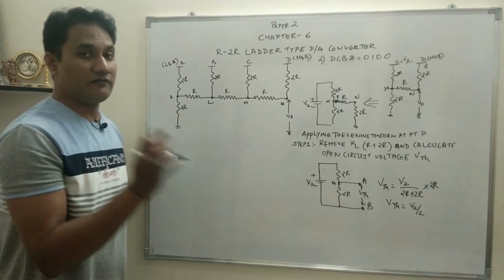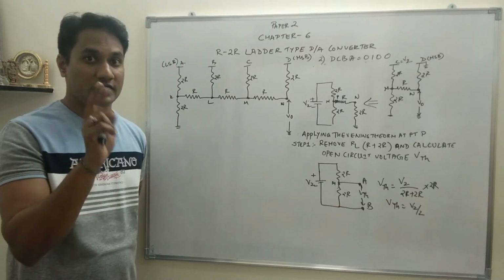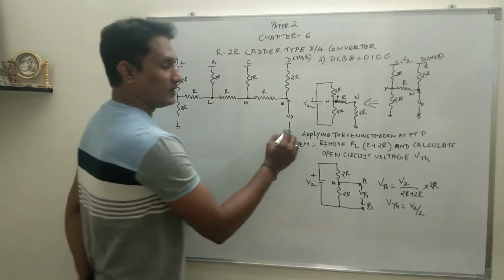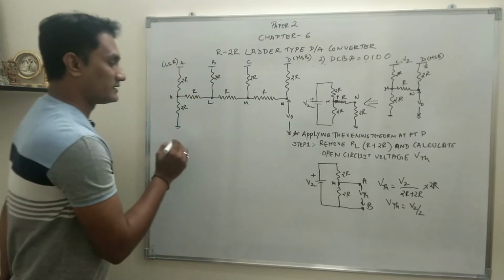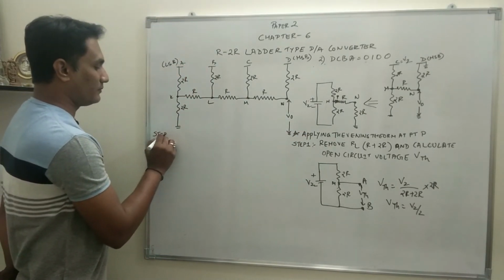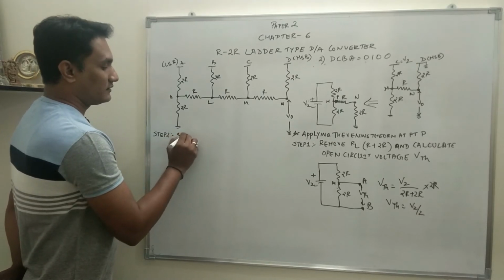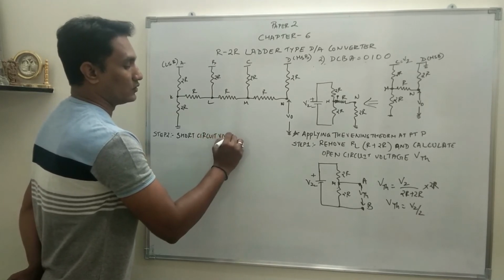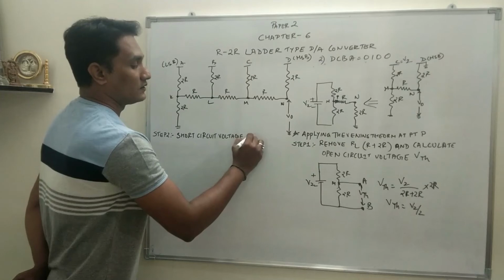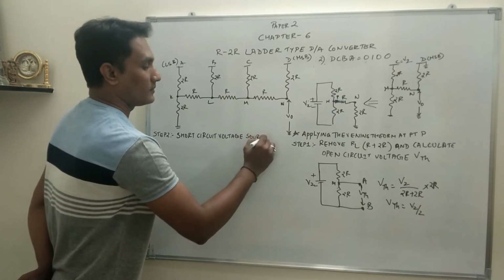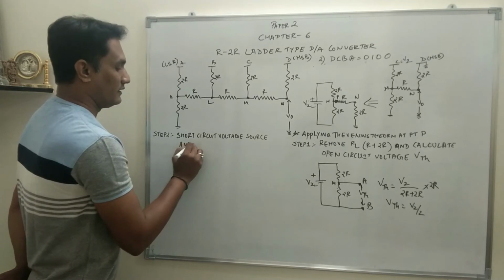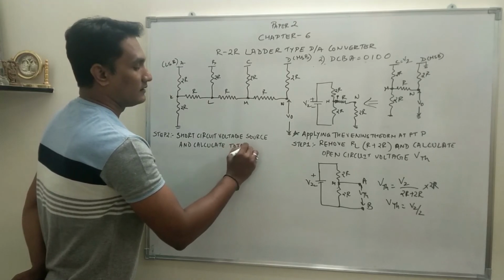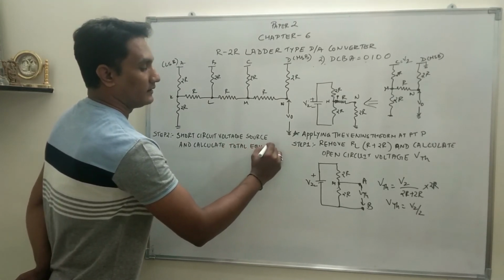So we have got one thing of the Thevenin's. We need to find out two things: Thevenin's voltage and Thevenin's resistance. We have got Thevenin's voltage. Next, in step 2, I'll write step 2 here. Step 2, short circuit voltage source and calculate total equivalent resistance.